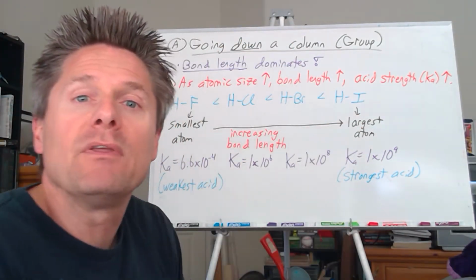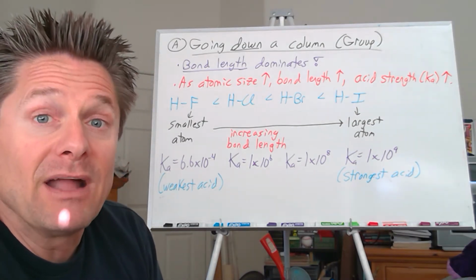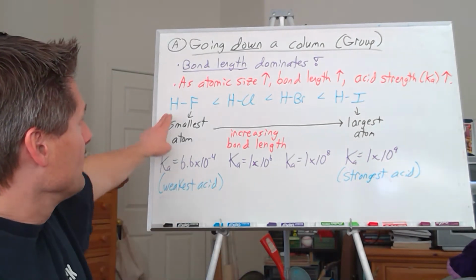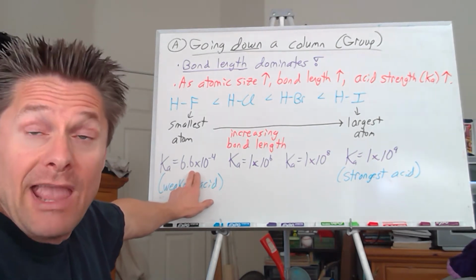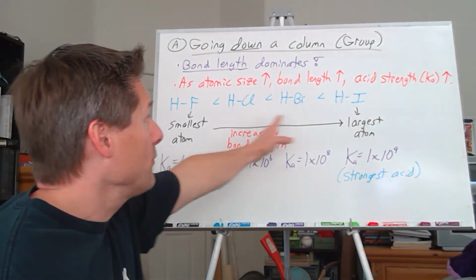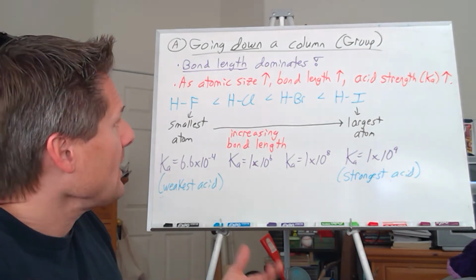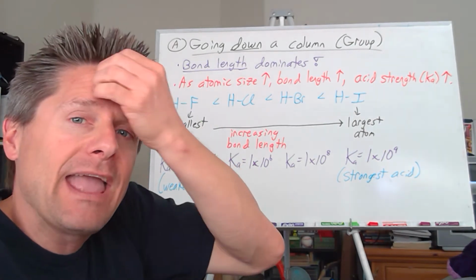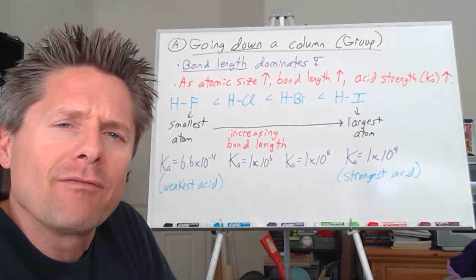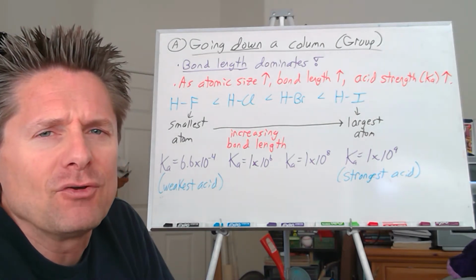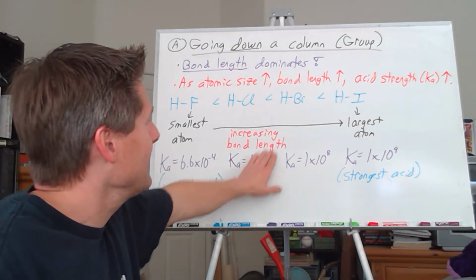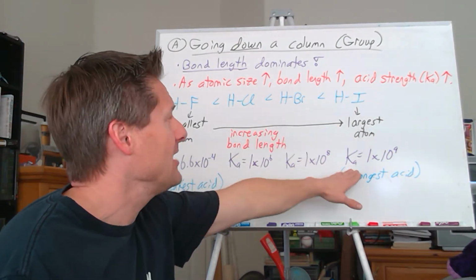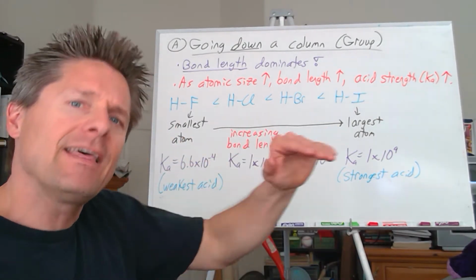So HI would be the strongest acid of that bunch. And I actually put Ka values here. HF has a Ka of 6.6 times 10 to the minus 4, which is a typical weak acid. The other three are strong acids, but we can get actual Ka values. In water, they're all pretty equivalent, so to get the specific values, you have to do them out of water. HCl is 1 times 10 to the 6th, HBr 1 times 10 to the 8th, and HI is 1 times 10 to the 9th. So you can see that trend.